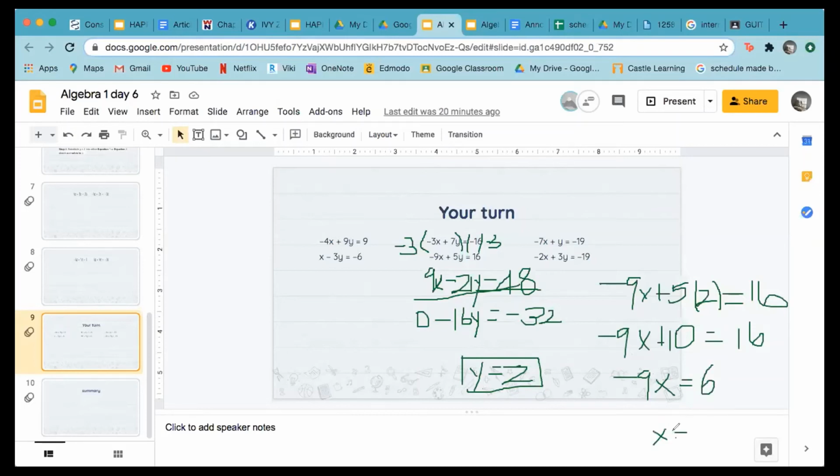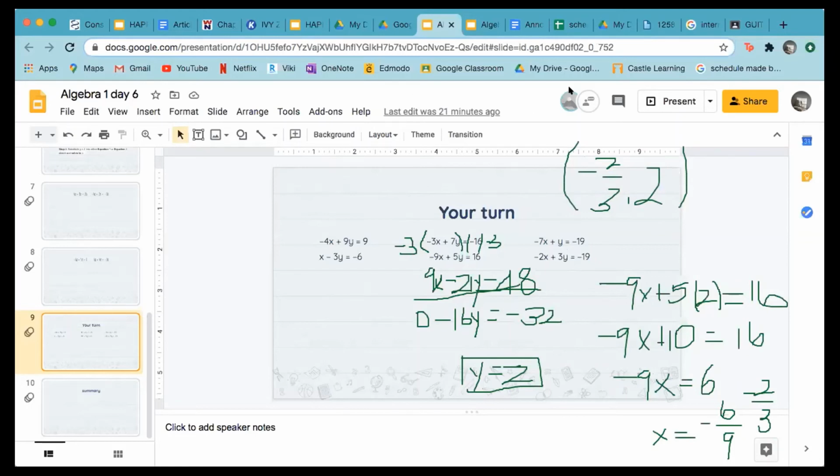Okay, how do we get x by itself? You would divide by negative 9. Right. So since this comes out to be a repeating decimal, you can just leave it as negative 6/9, or you can simplify it to negative 2/3. You know how to simplify it, right? Yeah. All right, so those are your two answers. So you have x equals negative 2/3, comma, 2, because that was our y value. So this would be your answer.